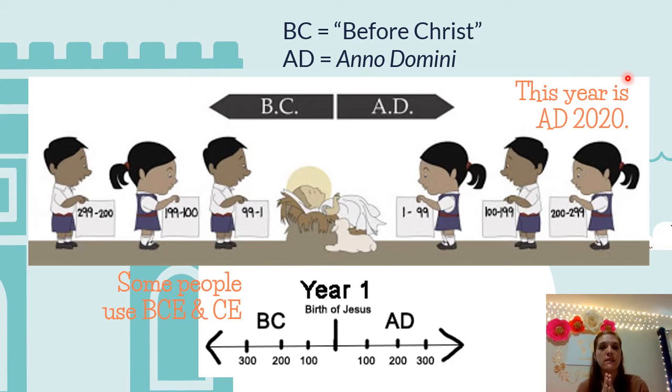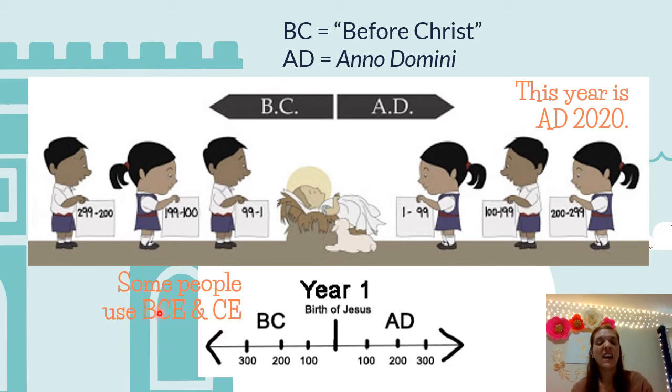BC means before Christ. AD means Anno Domini, in the year of our Lord. Okay, we are in AD 2020. But things might have happened 100 BC, 1000 BC, and that was before Christ. Sometimes you see B and E.